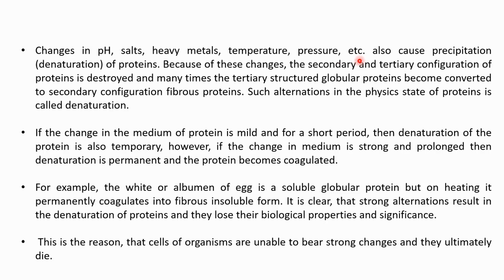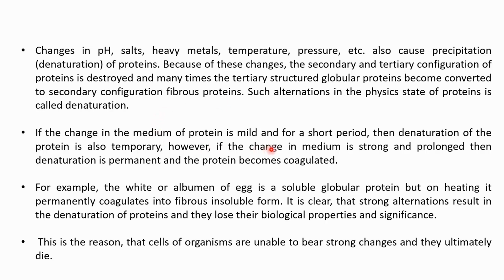Because of these changes, there is a change in the secondary and tertiary configuration of the proteins, and these configurations may get destroyed. Many times the tertiary structured globular proteins become converted to secondary configuration fibrous proteins. Such alteration in the physical state of the proteins is called denaturation. Now this denaturation may be temporary or permanent.